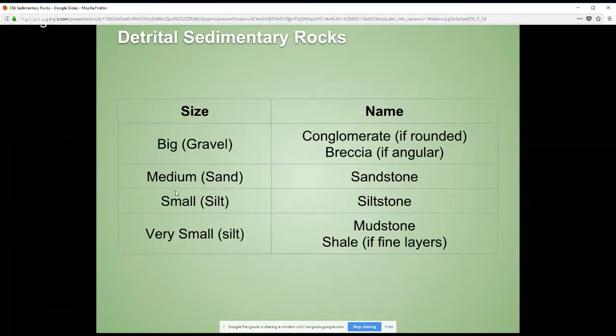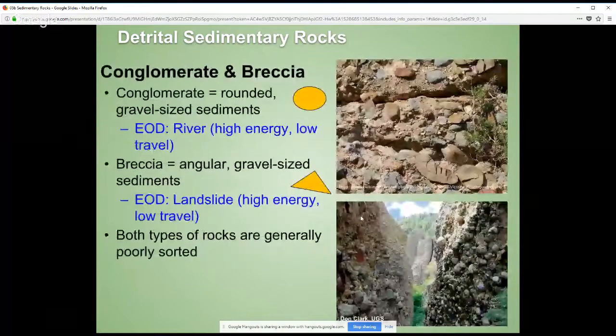If the size is sand size, we creatively name that sandstone. If it's smaller than you can see with your eye, but still gritty between the teeth, that's silt size. We creatively name that siltstone. And finally, if it has a smooth texture when gritted, we call that mudstone. And if it has fine, thin layers known as laminae, we'll call it a shale instead of a mudstone. It's a little bit more specific. And all of the size is differentiated by the amount of energy in that environment where the rock was deposited, the environment of deposition. So let's look at the largest size and work our way down.